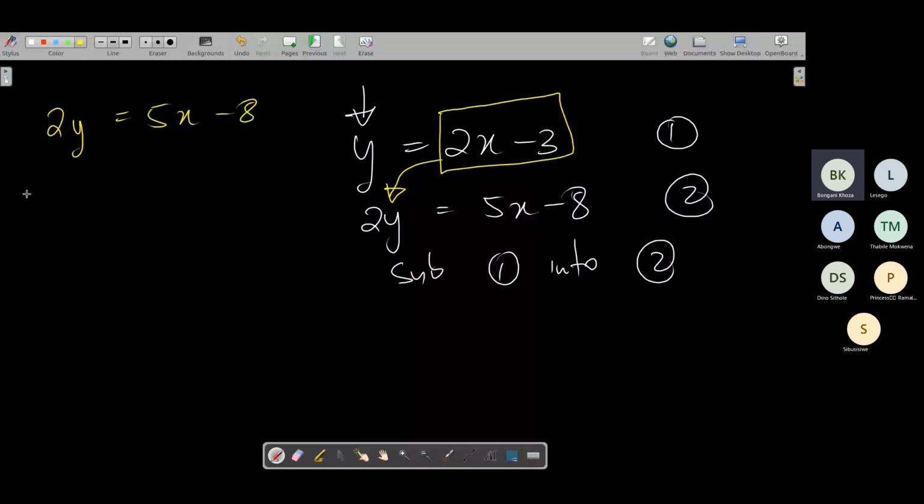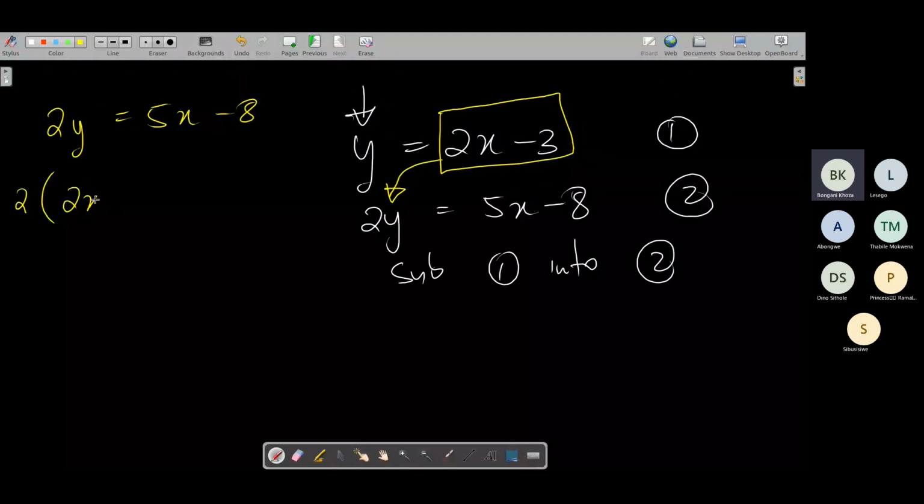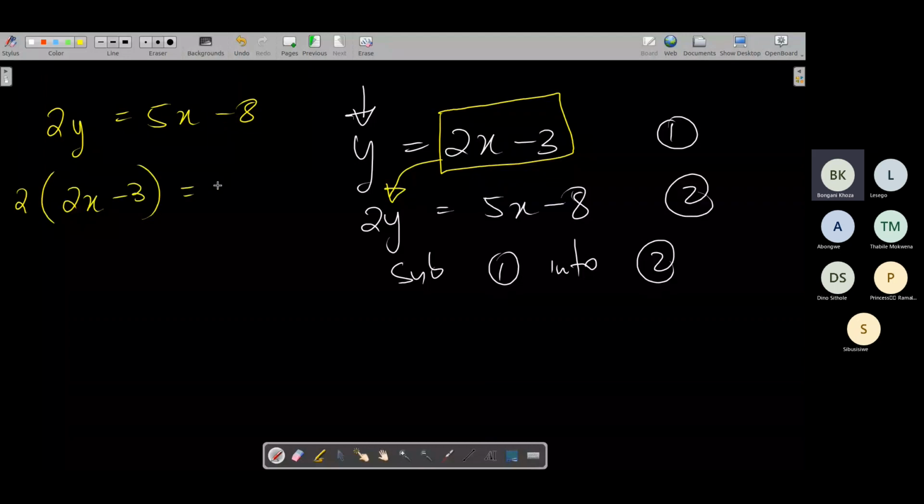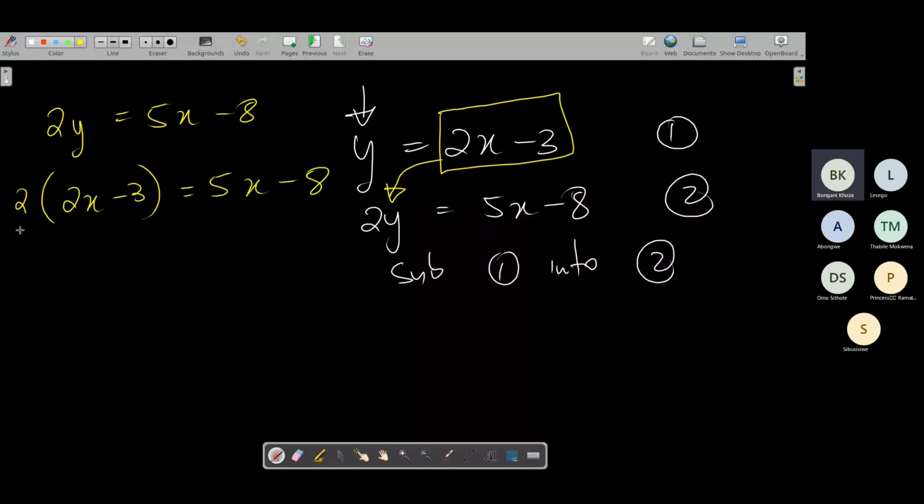So it's going to be 2 into 2x minus 3, like that. This is all of y. It equals 5x minus 8. As you can see, we have eliminated y in a way. Can you see that? Now we are dealing with x only. Right. So this will be 4x minus 6 equals 5x minus 8, like that.